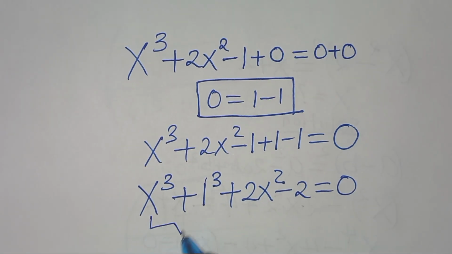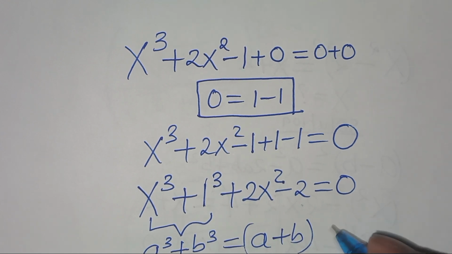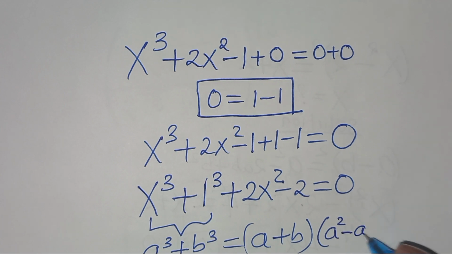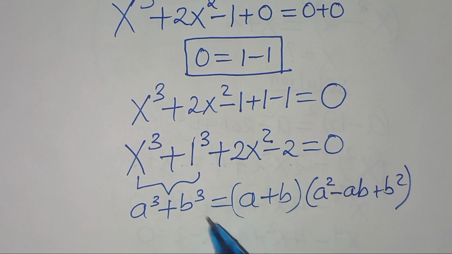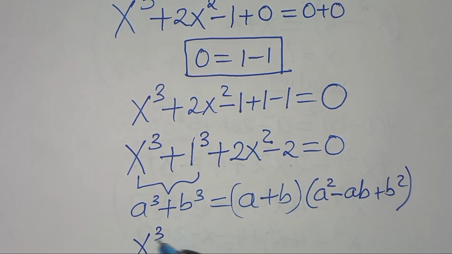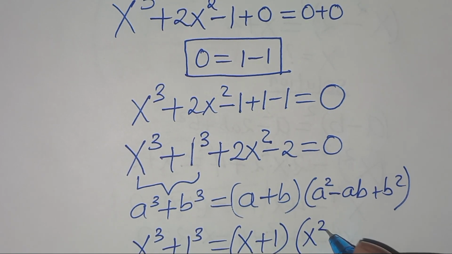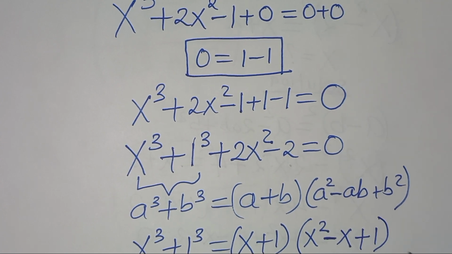So, if you check here, this is actually the sum of two cubes, expressed as a cubed plus b cubed, which we can express as a plus b, then here we'll have a squared, subtract ab plus b squared. So applying this identity, we'll have that x to the power 3 plus 1 to the power 3 is x plus 1, then here we'll have x squared minus x, then plus 1 squared, which is 1.